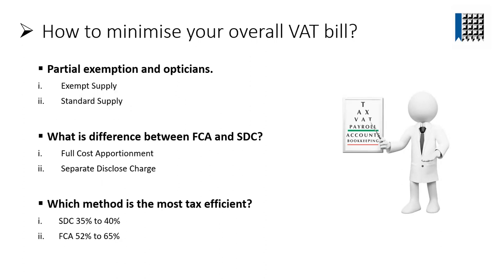To determine correct output tax, there are two methods that an optician can choose. Number one is full cost apportionment, in other words, the apportionment system. And the second is SDC, separately disclosed charge.